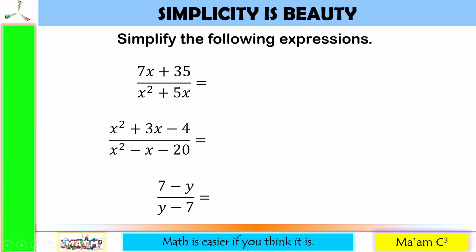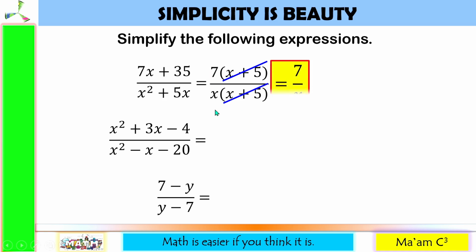This time, we are going to simplify not just numerical fractions, but rational expressions. To do that, we need the knowledge we have learned in our previous lessons, the factoring techniques. Let's start with 7x plus 35. We can factor out 7. So this will become 7 times the quantity x plus 5. In here, we can factor out x, so this will become x times the quantity x plus 5. And we have here a common factor. We can now cancel it. So our final answer is 7 over x.